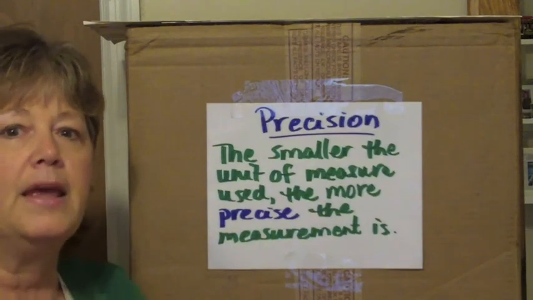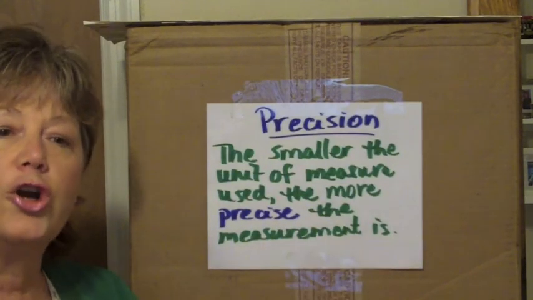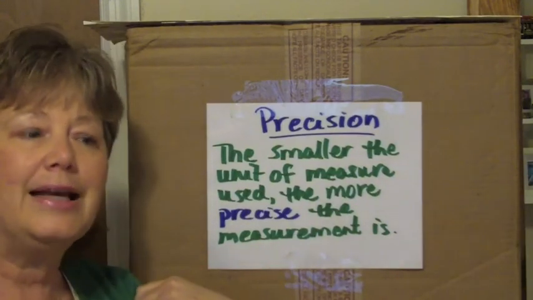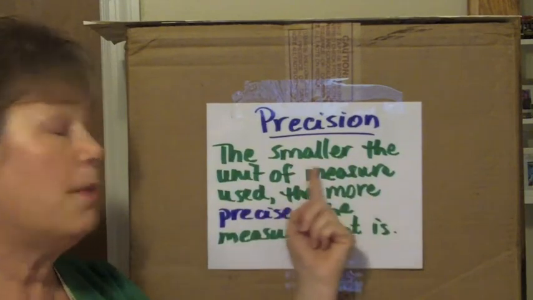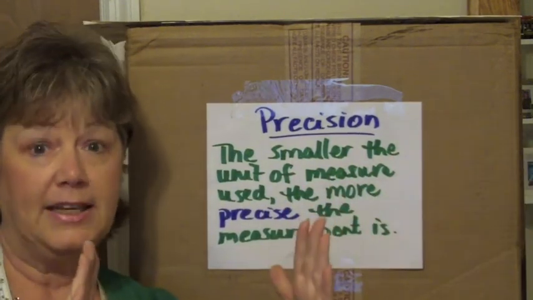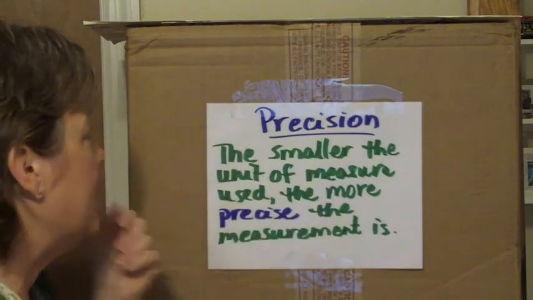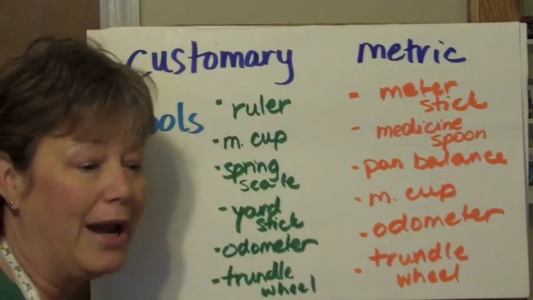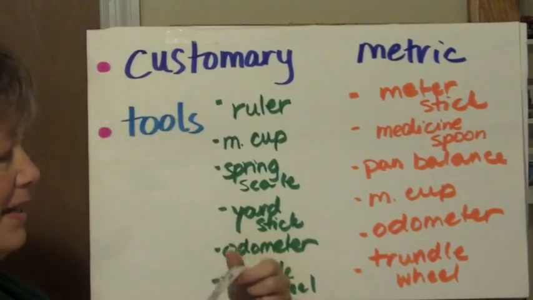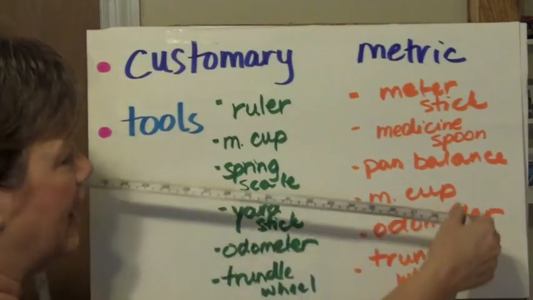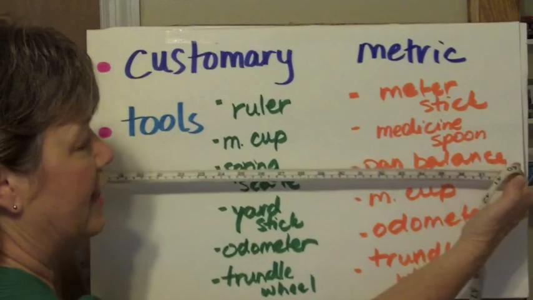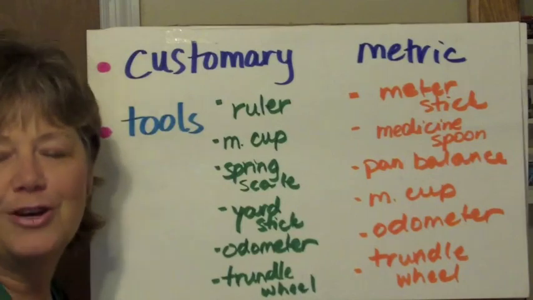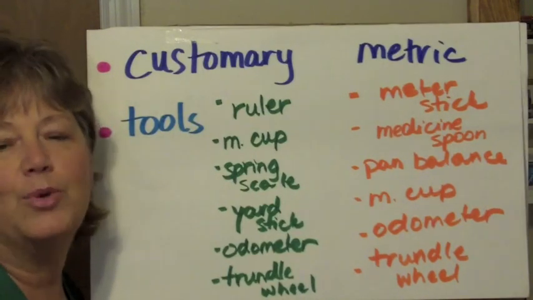For example, if I had to choose between yards and feet, the more precise measurement would be the smaller, feet. So these are just some of the things I wanted you to see as we're beginning this measurement unit. Oh, and I have this around my neck to remember, because this tape measure has the standard or the customary and the metric on it. They're all around your house. You can find them everywhere as we begin this study.